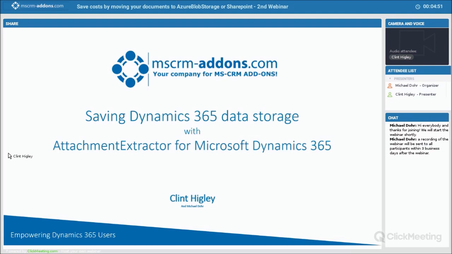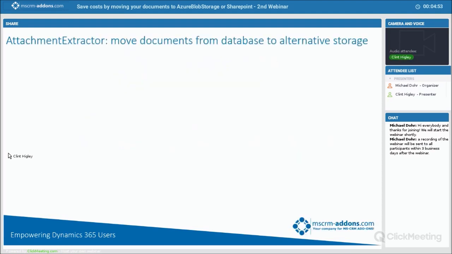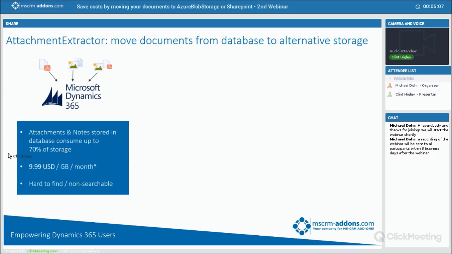So let's talk a little bit about Attachment Extractor. Basically, what Attachment Extractor does is it is a tool that we provide. It's set up to move documents from your Dynamics 365 database to an alternative storage location. So there's a couple of things to note. On one side of this, we have our Microsoft Dynamics 365 instance.